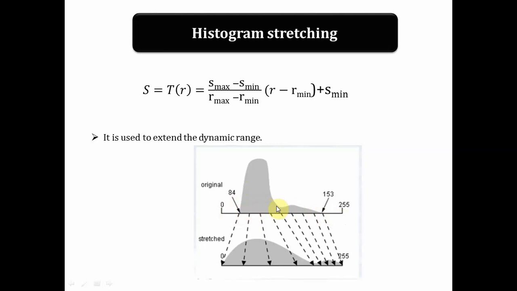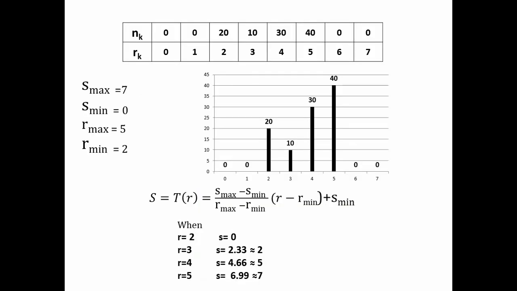At that time, what am I doing? I am increasing the dynamic range. I can visualize my image for the minimum value as well as for the highest L minus 1 value. It means I am extending the dynamic range of the input image.